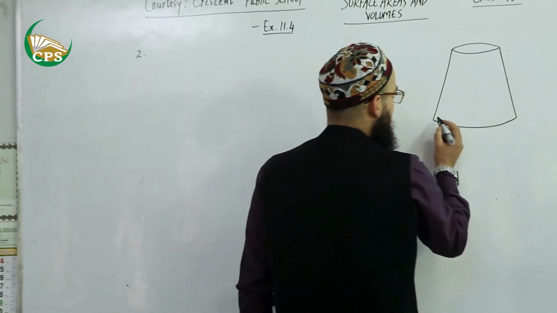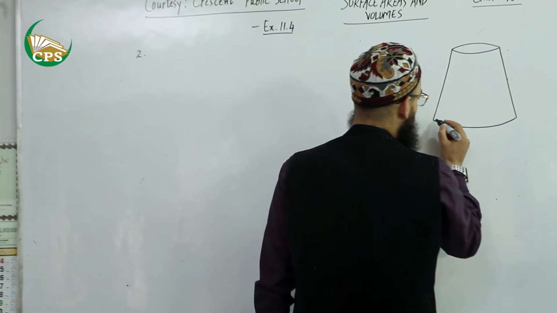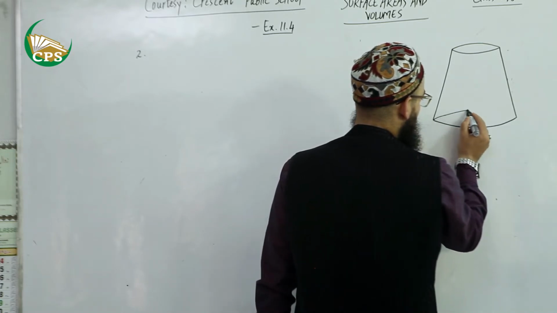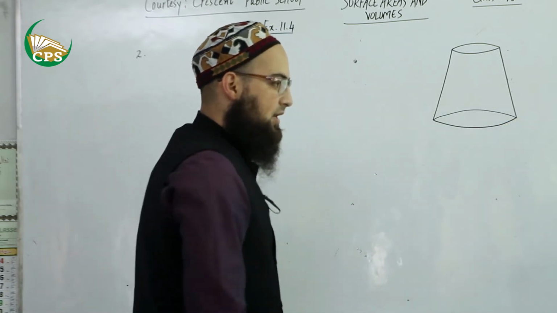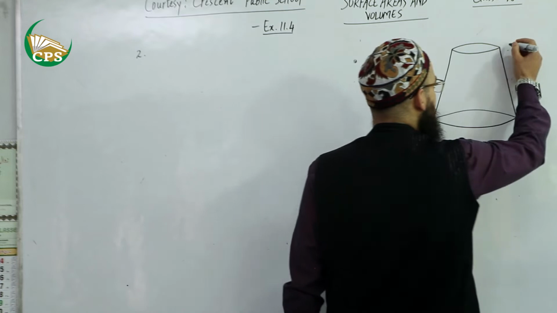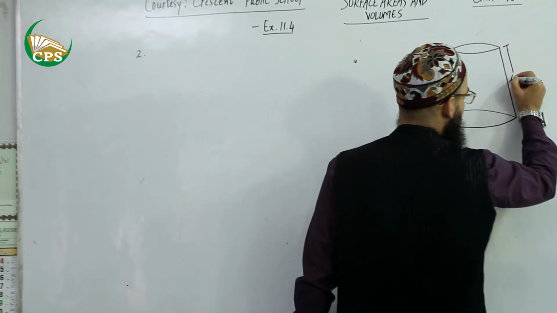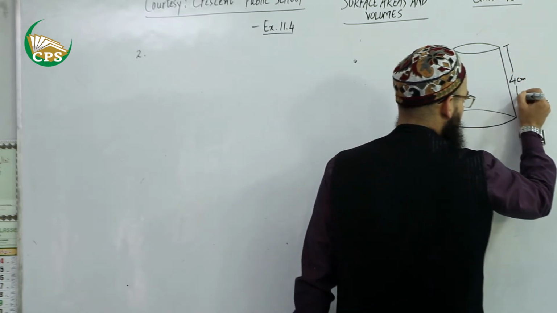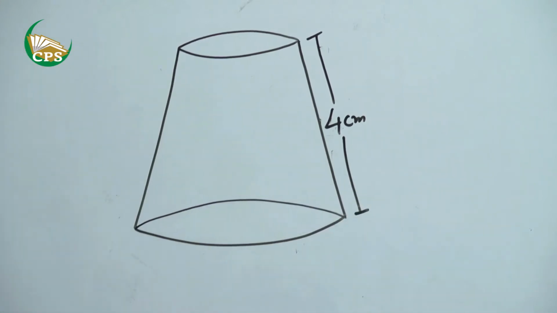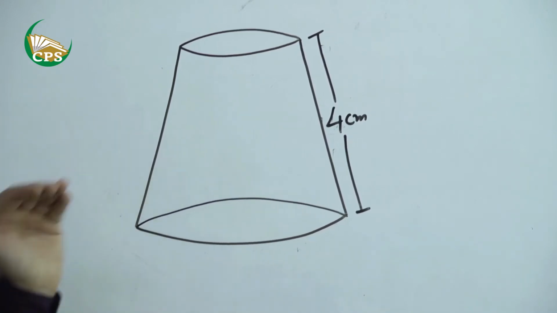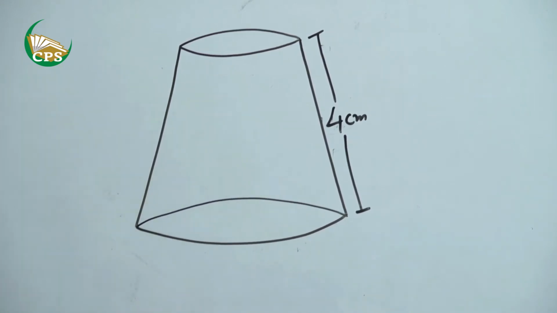This is a frustum. Just like this. Now it says the slant height is 4 centimeter. This is the slant height, 4 centimeter, and the perimeters, that's the circumferences of the circular ends rather, are 18 and 6 centimeter.